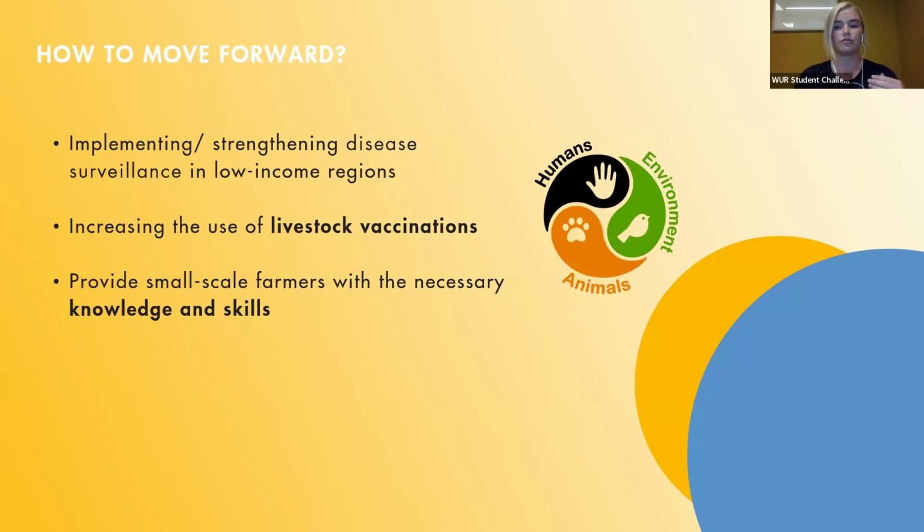So for now, surveillance systems are deficient in many low-income countries. In these areas, the populations are in close contact with both domestic and wild animals. The land use in these regions is changing quickly, so it's important to implement and strengthen disease surveillance systems there in these low-income regions.